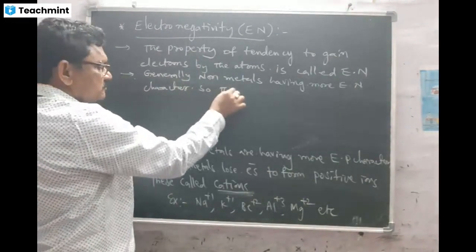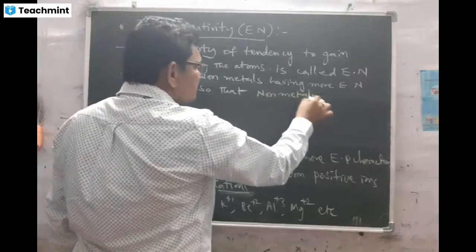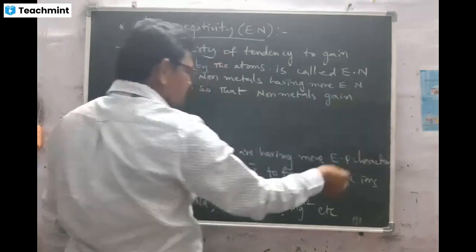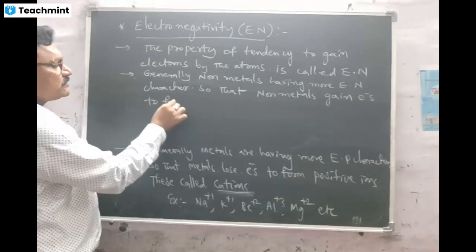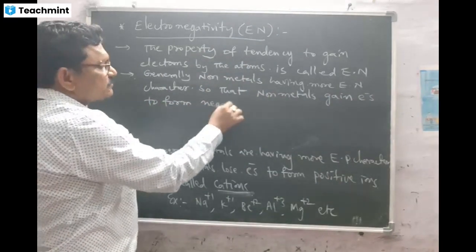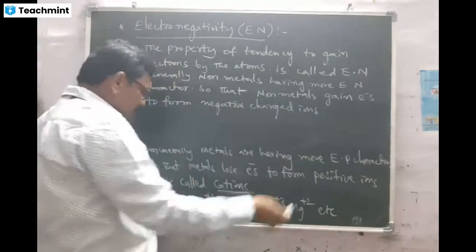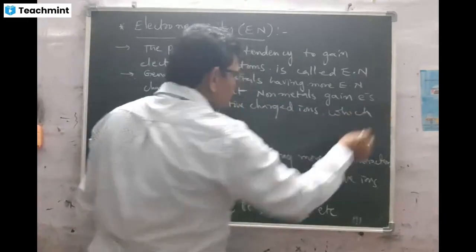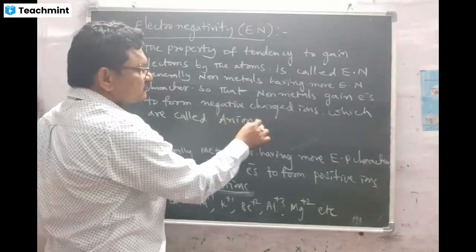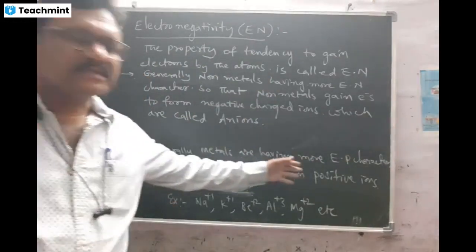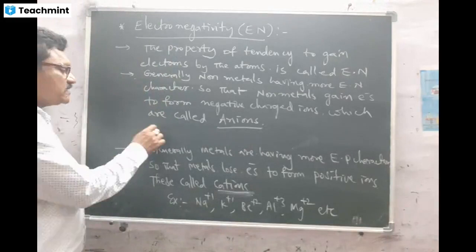So that non-metals gain electrons to form negative charged ions. You know, negatively charged ions are called anions. So positive ions are called what? Cations. Negative ions are called what? Anions.